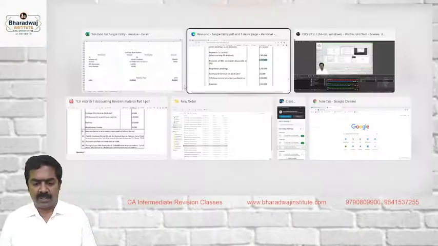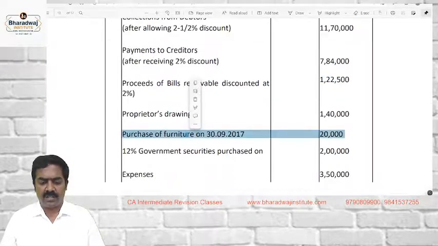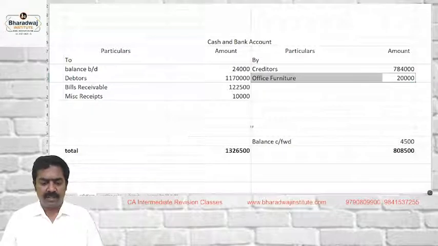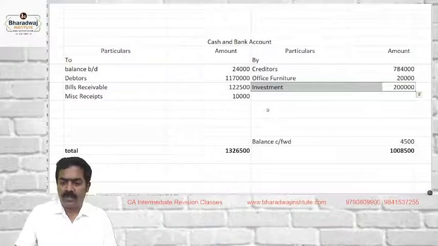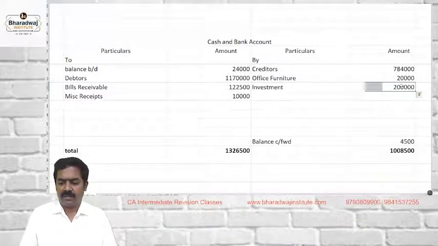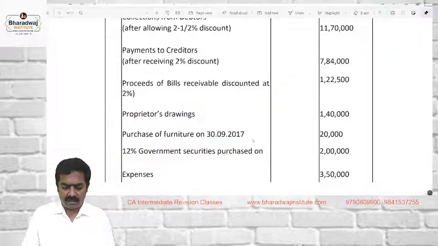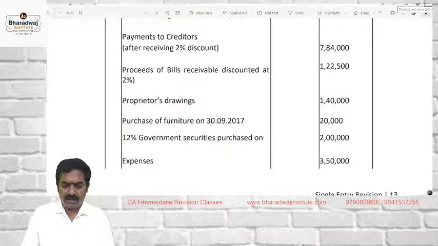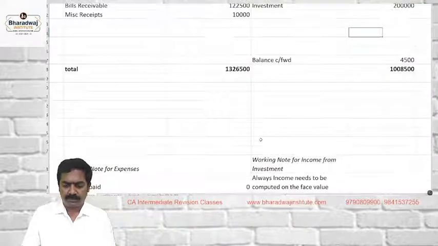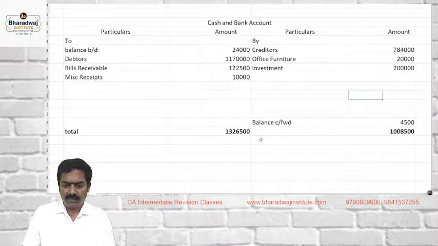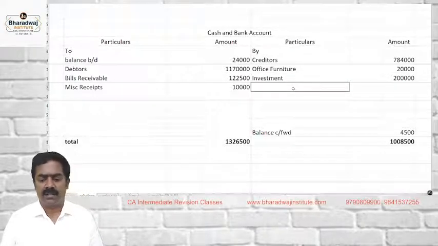What is the payment for furniture purchased given in the problem? 20,000. Purchased furniture on 30th September. Then, what is the next one? Investment we have made. The details are given to you about investments. Middle of the year. Investments are made on 30th September, I hope.